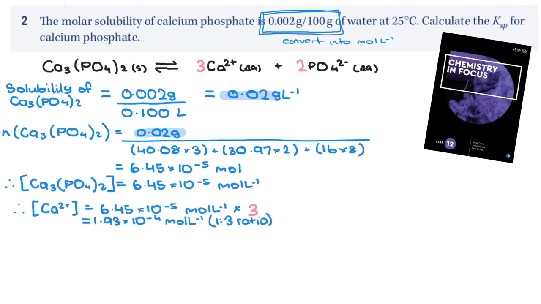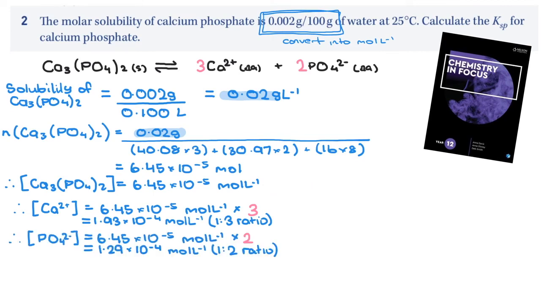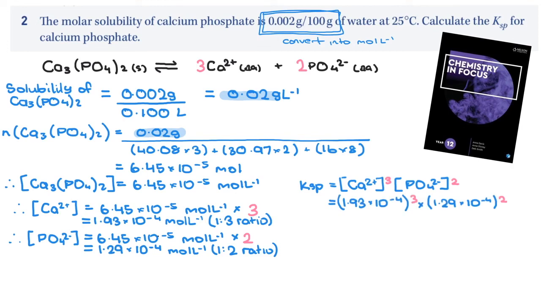So the calcium ion concentration will need to be multiplied by 3, because for every 1 mole of calcium phosphate, 3 moles of calcium ions are produced at equilibrium. The phosphate ion concentration will need to be multiplied by 2, because for every 1 mole of calcium phosphate, 2 moles of phosphate ions are produced at equilibrium. So now that we have these values, we can write the KSP expression, remembering that concentrations are raised to the power of their coefficients. Plug in the values, get the results, check the sig figs.